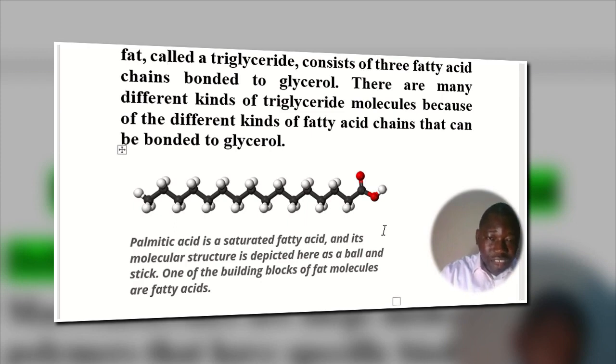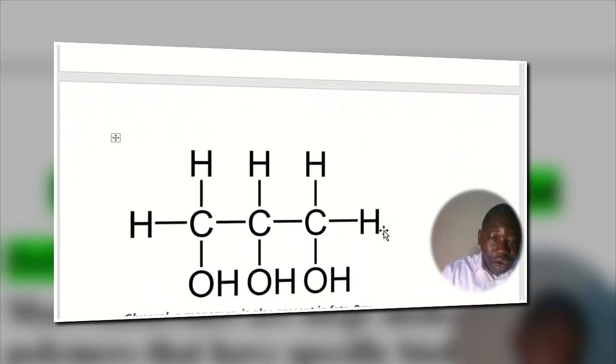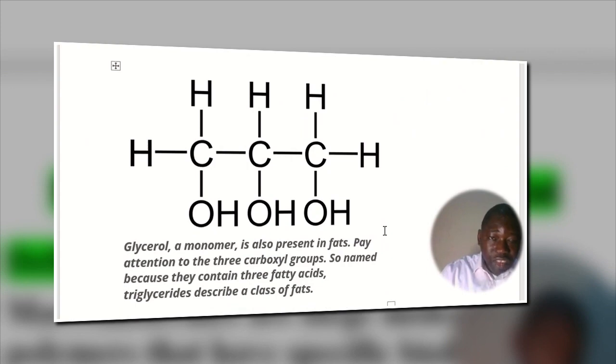Palmitic acid is a saturated fatty acid, and its molecular structure is depicted here as a ball and stick. One of the building blocks of fat molecules is the fatty acid. Here we have another structure. This is a structure of glycerol. Glycerol, a monomer, is also present in fats. Pay attention to the 3 carboxyl groups, so named because they contain 3 fatty acids. Triglycerides describe a class of fats.